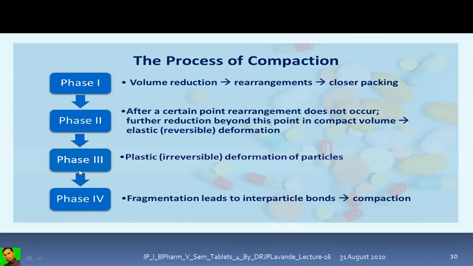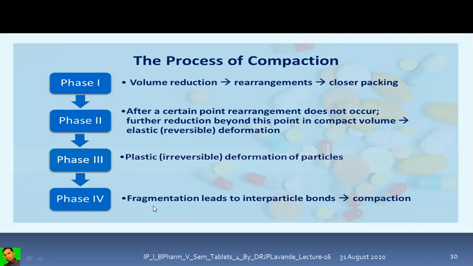Now the third step, phase 3, follows phase 2. This stage consists of plastic deformation of the particles. Plastic deformation is associated with irreversible changes. That means the pressure has been increased from phase 2 to phase 3. Here, if we release the pressure, the particles cannot regain their size, right? So that's why it is plastic and irreversible. The changes cannot be reverted back.